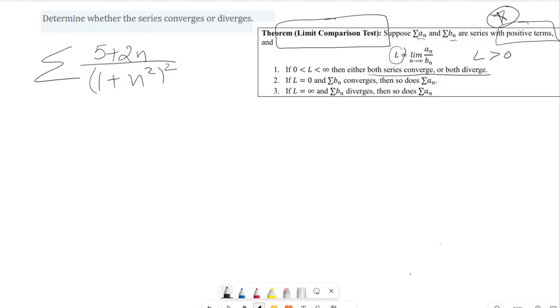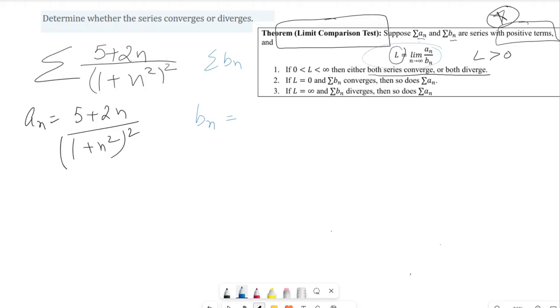So what is the main goal here? To use this test, suppose we have a given series. The general term of this is (5 plus 2n) by (1 plus n squared) power 2. You need to come up with another series, B_n, about which we already know whether it is convergent or divergent. Then we find this limit. If that limit is positive, then we can claim about our given series, which is sigma a_n.